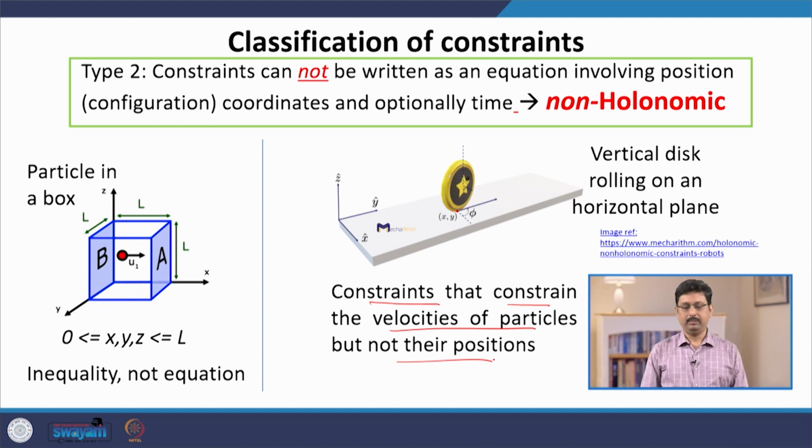And if we further analyze mathematically, we shall see that there is a difference between the equations that involve the velocity versus the equations that involve the position. So, this is an example of a non-holonomic constraint.